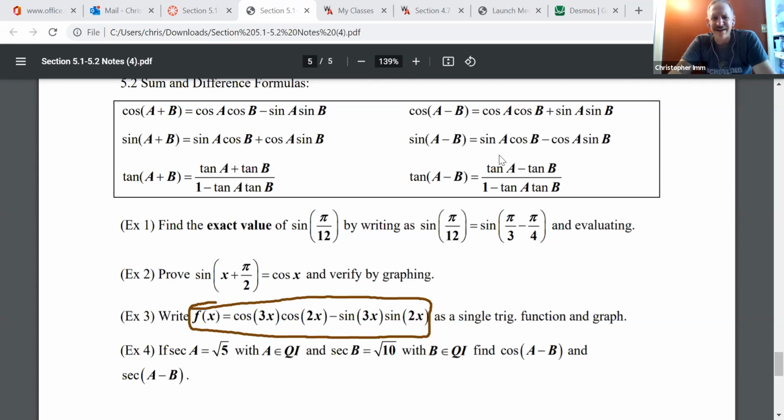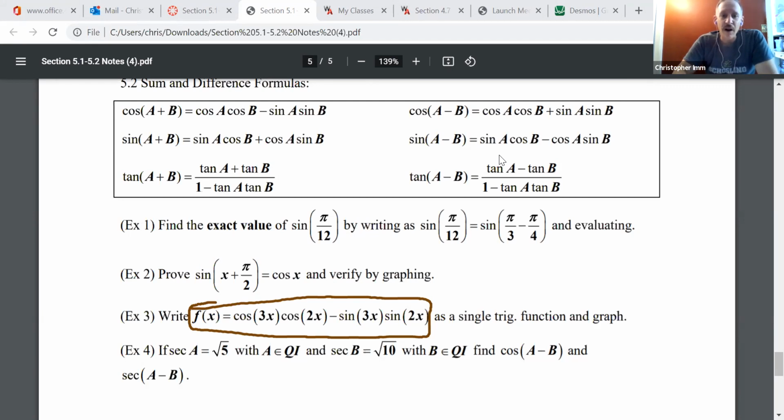I see products of sines and cosines there. Personally, I wouldn't really know what to do with that. However, this looks like the right-hand side of a formula for a sum or a difference of angles. So let's see if we can use that formula to rewrite it and we can tell more about this function.